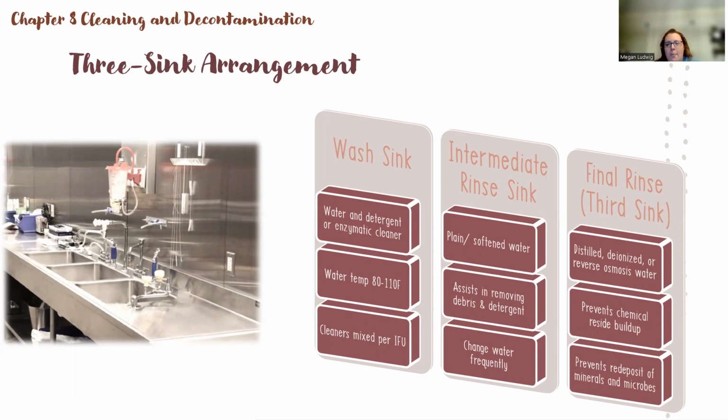It just depends. The final rinse is your third sink. This water is a little bit different. Now you have to have distilled or deionized water, or possibly even reverse osmosis water. This is going to help prevent any chemical residue from building up, even though it's been rinsed. Sometimes it's left behind. That's why we do it 3 times, and prevents redeposit of minerals and microbes because of that type of water.